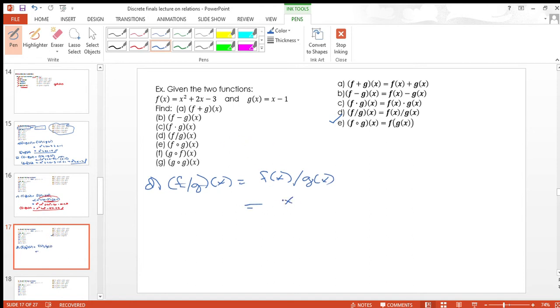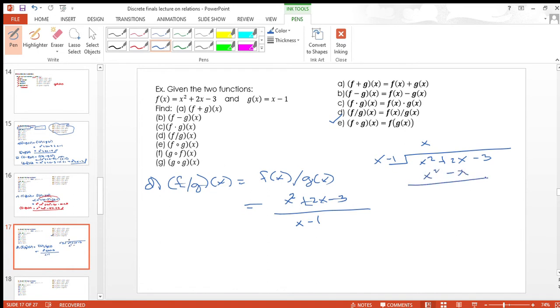So f of x is x squared plus 2x minus 3, and we divide this by x minus 1. If you want to simplify this further, you can use long division. You have x squared plus 2x minus 3 divided by x minus 1. x squared divided by x is x. x times x is x squared. x times minus 1 is minus x. We subtract. This will change sign.